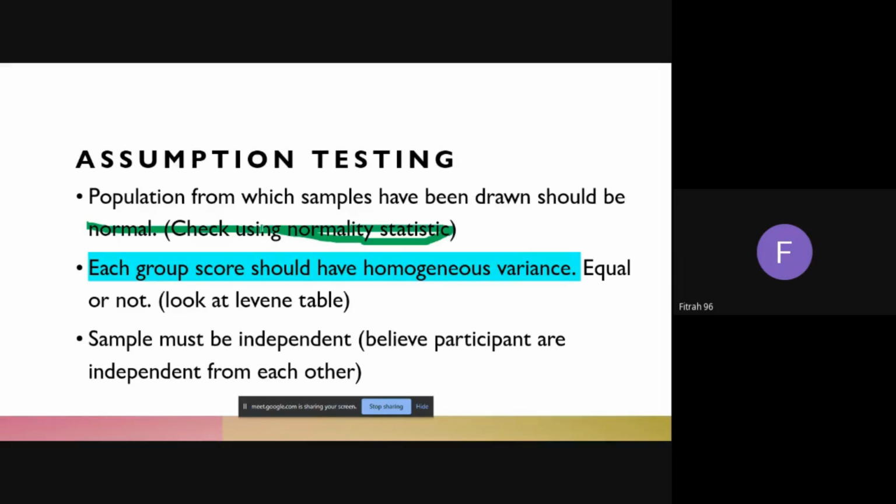For the normality statistic, the simplest is to use a graph. We also have the leaf graph and scatter plot, if you want to look at whether the graph is normal or not, and whether there are outliers or not. So the population must be normally distributed. Okay. And then the second one, each group score should have homogeneous variance.